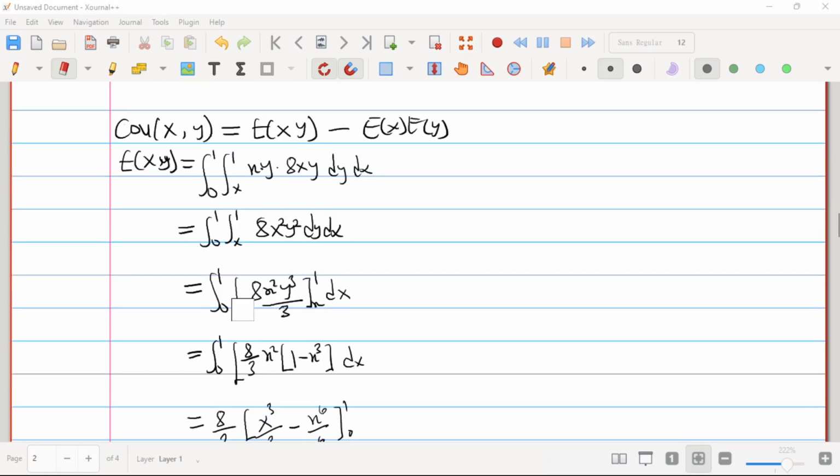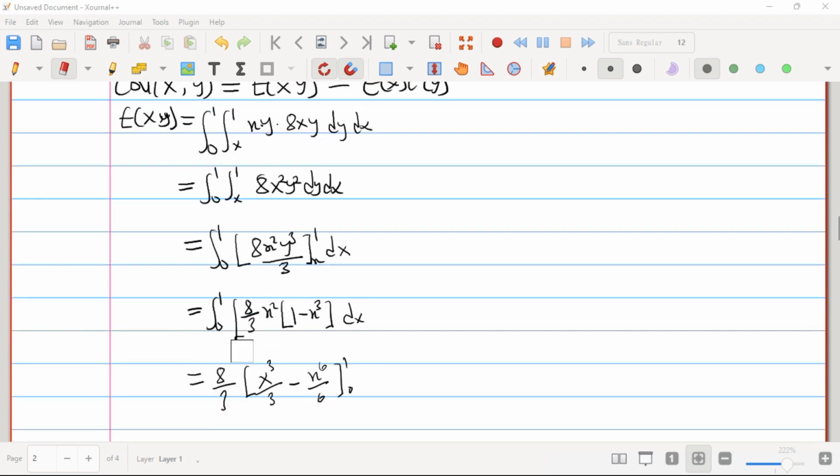And then first we are integrating this function with respect to y. If you integrate it with respect to y, you are going to get 8 x squared times y raised to the power 3 divided by 3. And then you put in the limits x and 1. Once you put in the limits, you are going to get 8 divided by 3 x squared, bracket, 1 minus x raised to the power 3 dx. Yes, that is what we are going to have.